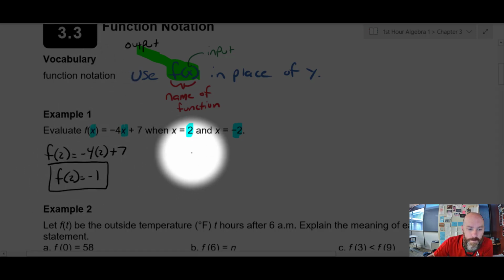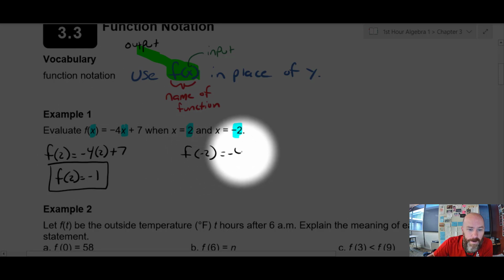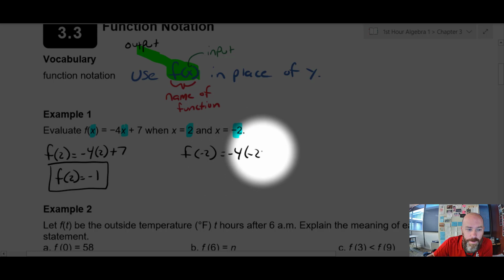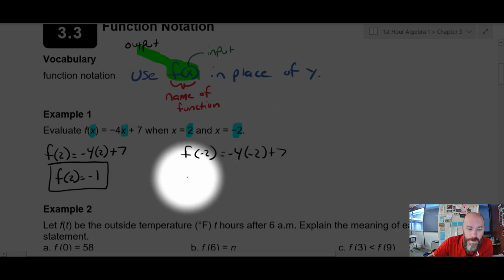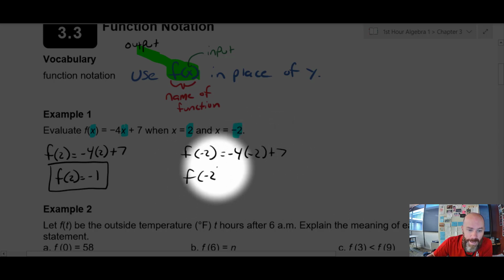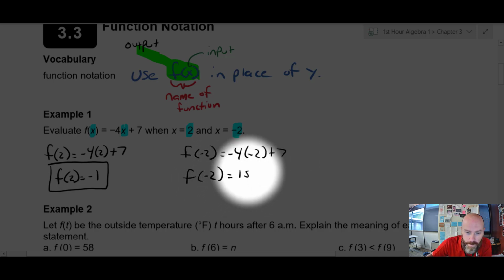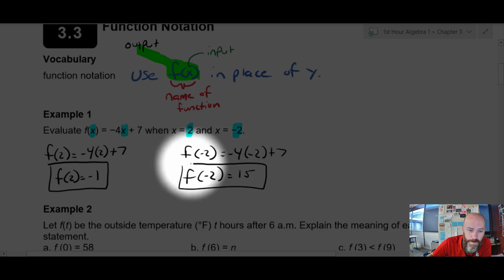This next one, I'm going to say f of negative 2 equals negative 4 times negative 2 plus 7. When I type that in the calculator, I get 15. So f of negative 2 is worth 15.